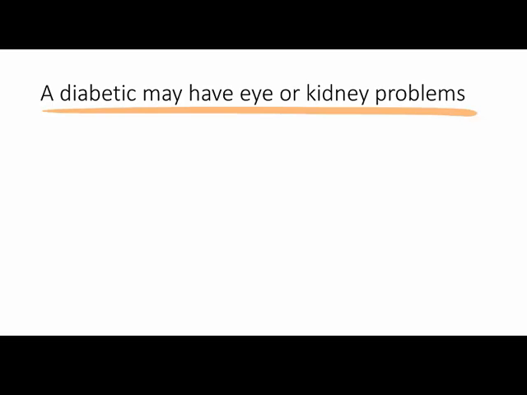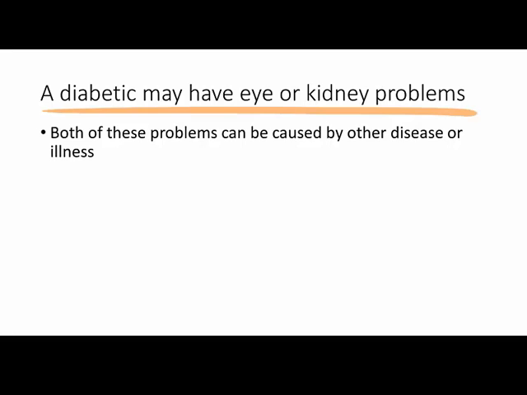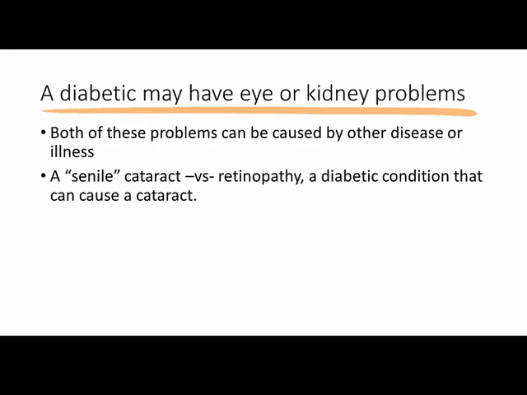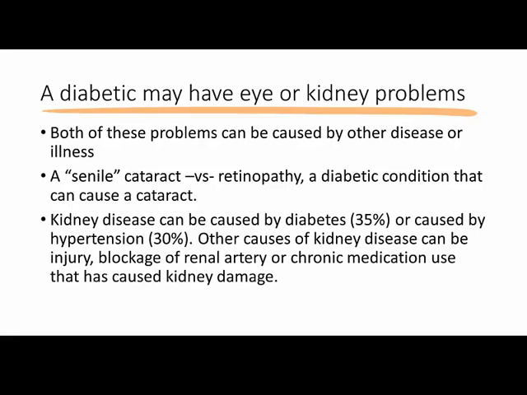Diabetics can have eye and/or kidney problems, but these conditions can also be caused by other diseases. So a senile cataract can simply just be from old age, but if it's stated that the patient has a cataract due to the diabetic neuropathy, that would be different.